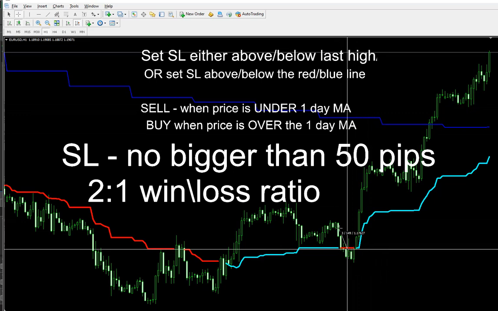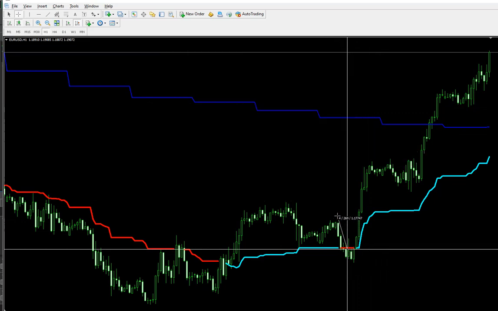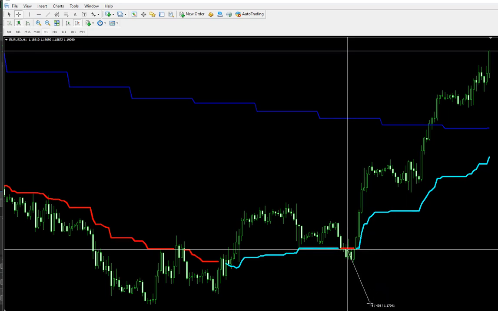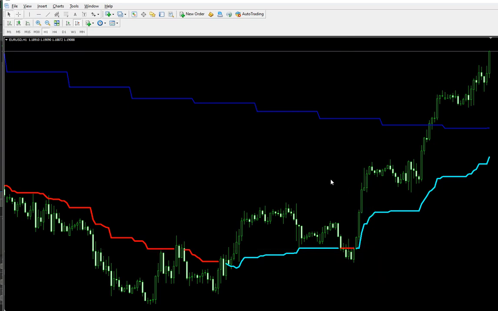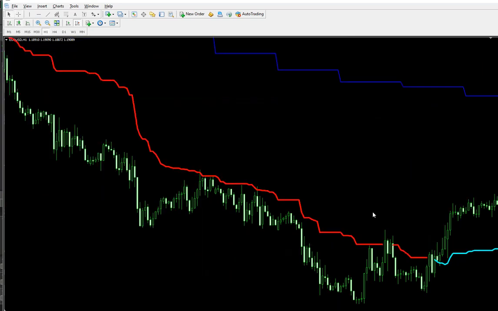So you would sell here, and you would set the stop loss at no more than 50 pips. This looks like it would be around between 25 and 30 pips stop loss. So we would look at a 2-to-1 ratio, so we're looking at between a 50 and 60 pip profit. Of course, price doesn't come anywhere near that, and it stops you out and you've made a loss.